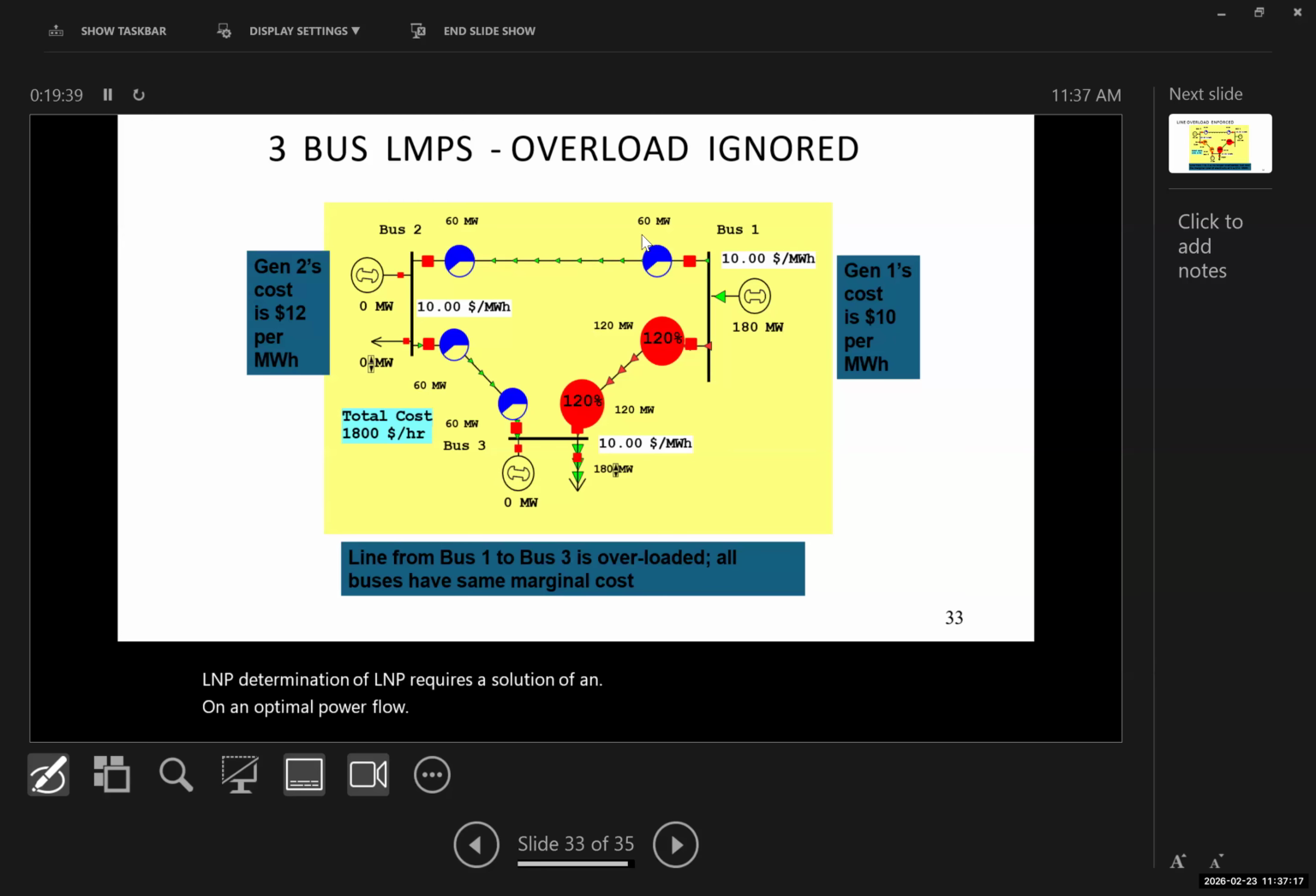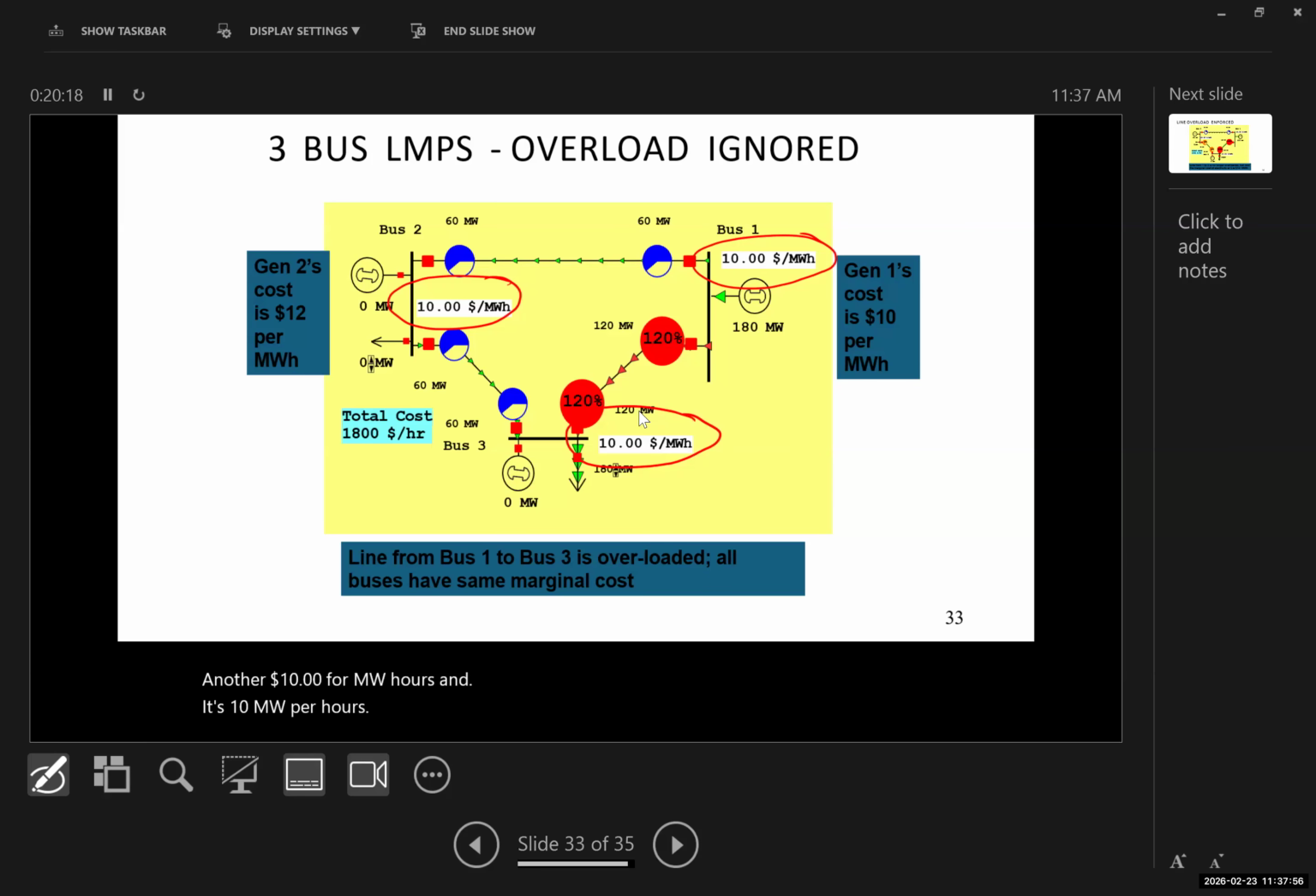Now, this shows a 3-bus system, in which we have ignored the overflow to maximize the profit and the amount of power we can use. The reason is we want to get a lower price. Now, the cost to produce power in bus number 1, the generation cost, how much is it? Can you find it? It's $10 per megawatt hour. And the one from bus 2, how much is it? Another $10 per megawatt hour. And from bus 3, it's $10 per megawatt hour.